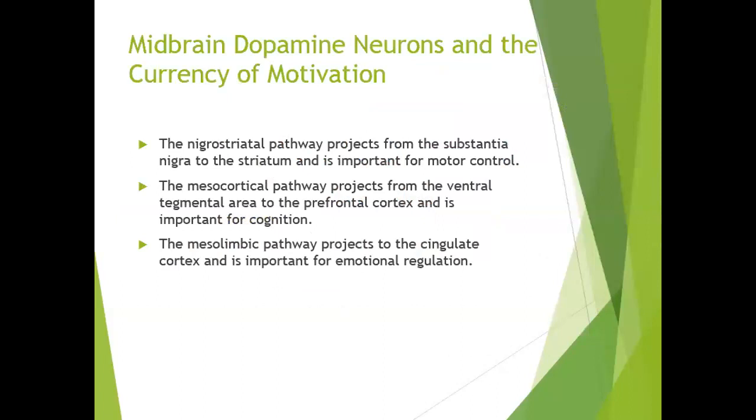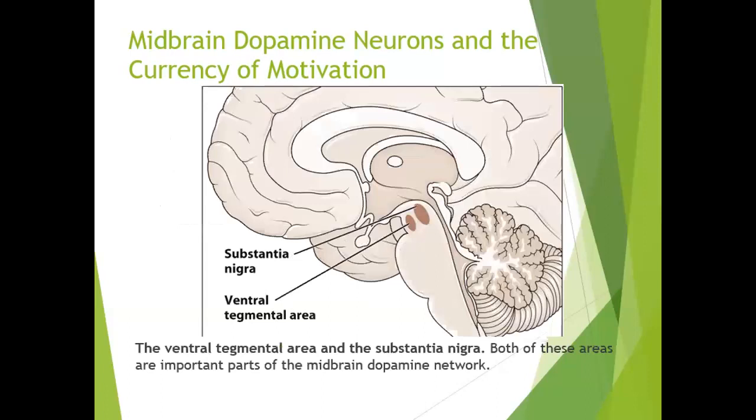Midbrain dopamine neurons and the currency of motivation. The nigrostriatal pathway projects from the substantia nigra to the striatum and is most important for motor control. The mesocortical pathway projects from the ventral tegmental area to the prefrontal cortex and is important for cognition. The mesolimbic pathway projects to the cingulate cortex and is important for emotional regulation. This picture shows the two areas which are an important part of the midbrain dopamine network, that is the ventral tegmental area and the substantia nigra.